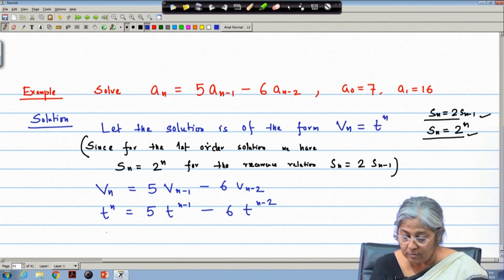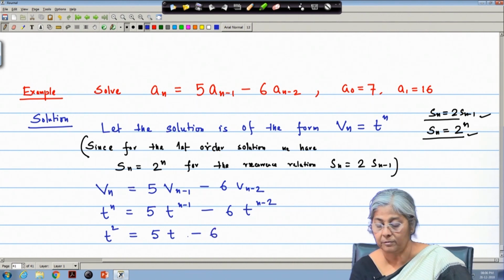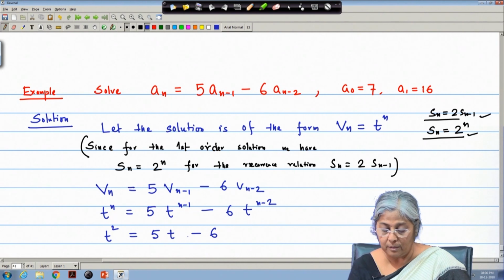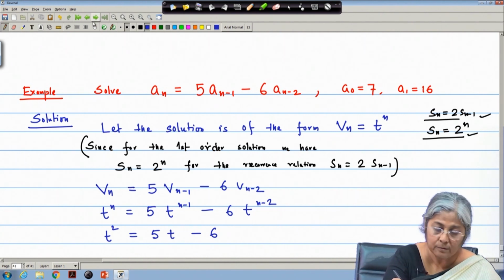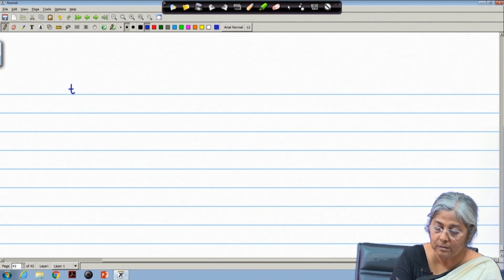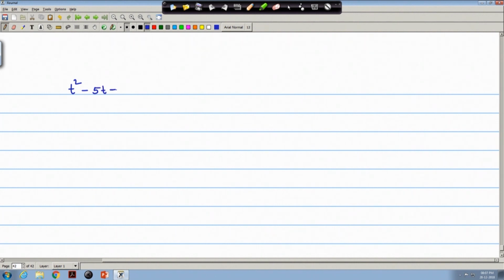So, I get t square equal to 5t minus 6. If I divide both sides by t to the power n minus 2, I get the equation t square minus 5t plus 6 equal to 0.